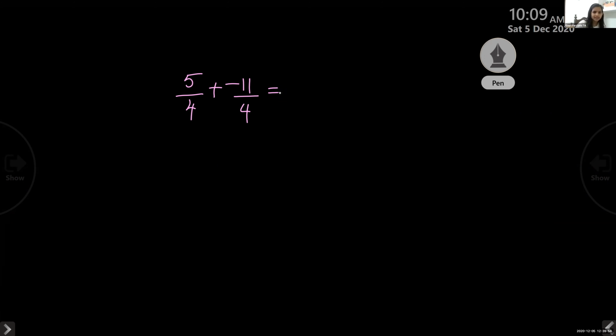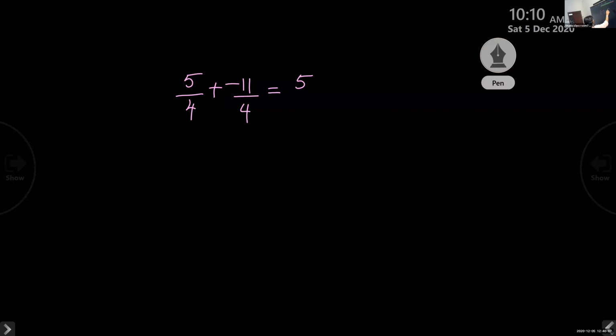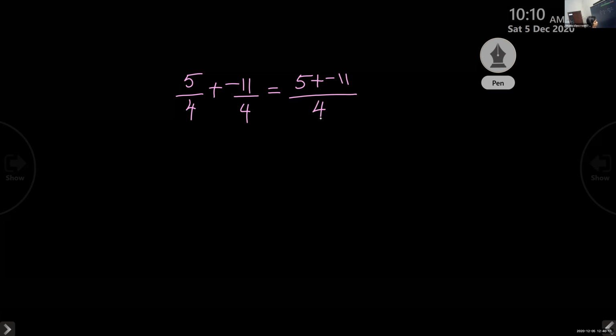Okay. Tell me the answer. Negative 6 by 4. Negative 6 by 4. So here, listen children, here denominators are same, isn't it? Yes, denominators are same. So we can simply add the numerators. So divided by 4, common denominator, isn't it? Same denominator. So we can write the common denominator. And what you will get is negative 6 by 4. Then simplify, reduce to the lowest form.